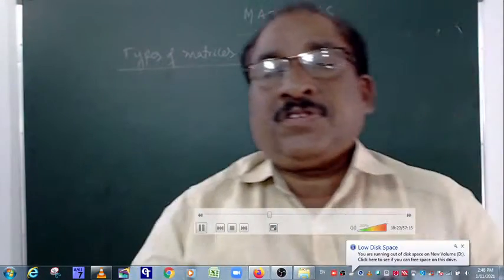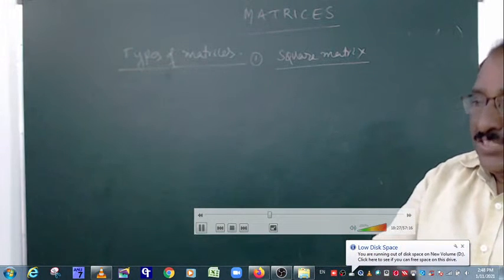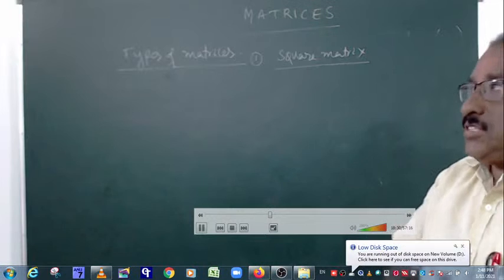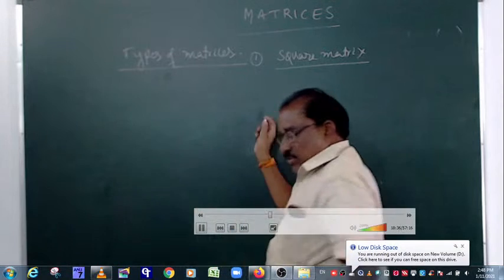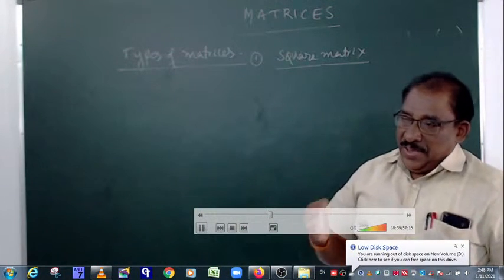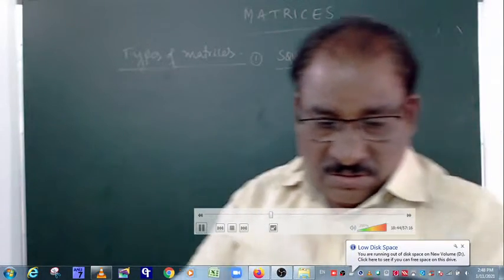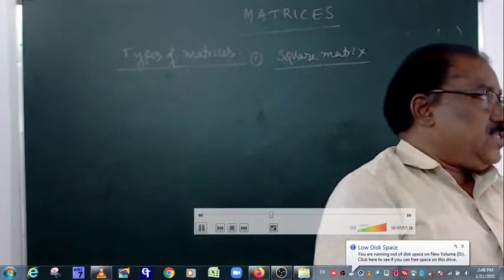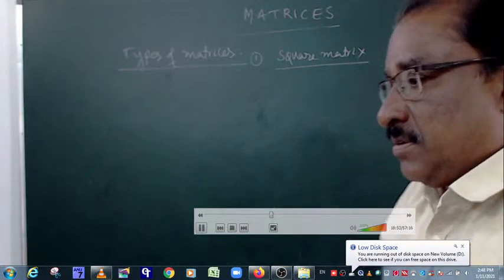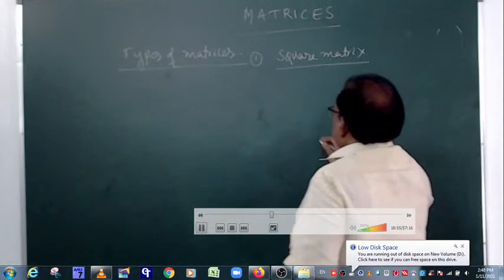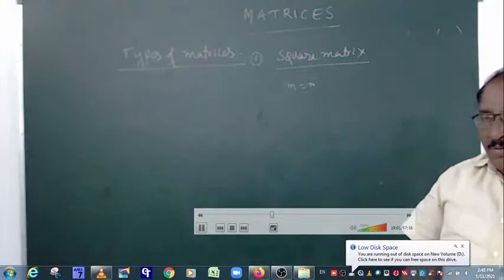In a matrix, if the number of rows and the columns are equal, then it is called a square matrix. Write down: in a matrix, if the number of rows and columns are equal, then it is called a square matrix. Here m is equal to n, number of rows is equal to number of columns.